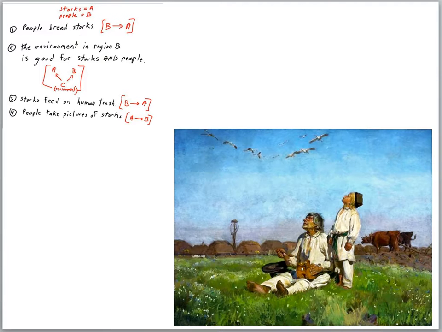Another possibility would be that the environment in region B is simply better for storks and people, better than region A. And so in this case, it would be a third factor. The environment is causing both storks and people to show up in high numbers in region B and to not show up in high numbers in region A. So here we have some environmental factors. Maybe there's good water, good climate, etc., food sources for both people and storks. That's why you find the correlation. Whereas in region A, right, the habitat is not suitable for storks or people.